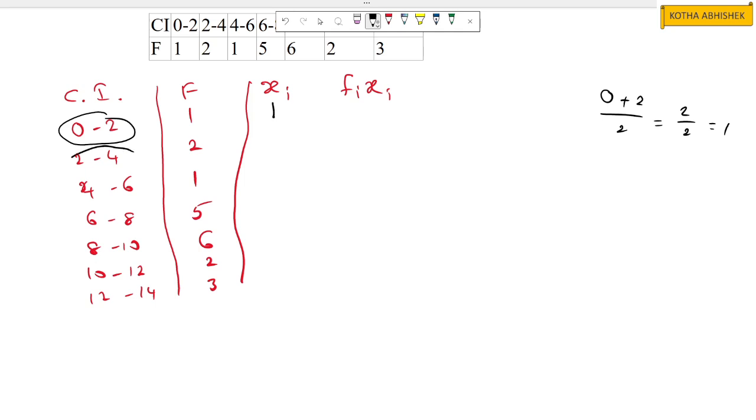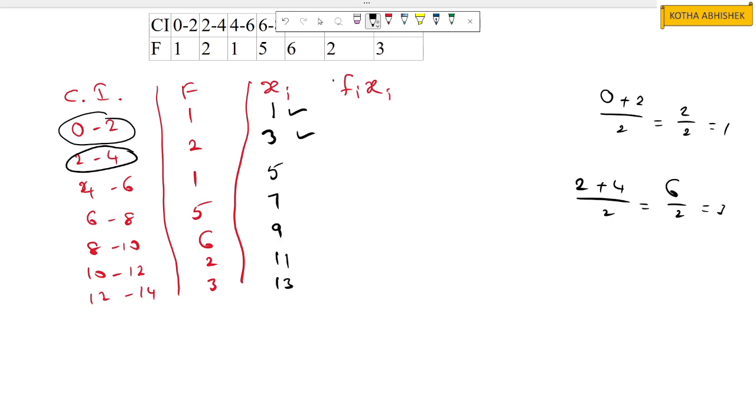For the second class interval, 2 to 4, add 2 plus 4 divided by 2, equals 6 by 2, which is 3. Now no need to find it for everything. Just find the logic between 1 and 3: they are separated by 2. Now keep on adding 2 onwards: 1 plus 2 is 3, plus 2 is 5, plus 2 is 7, plus 2 is 9, plus 2 is 11, plus 2 is 13.